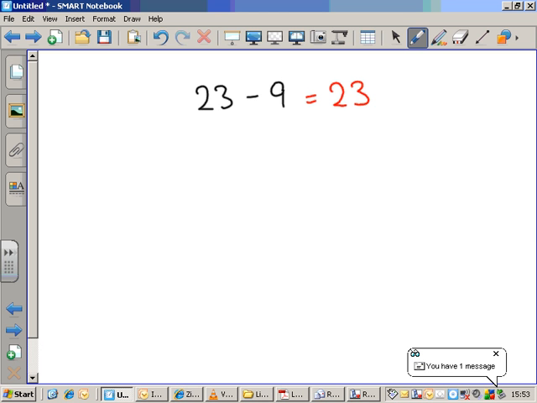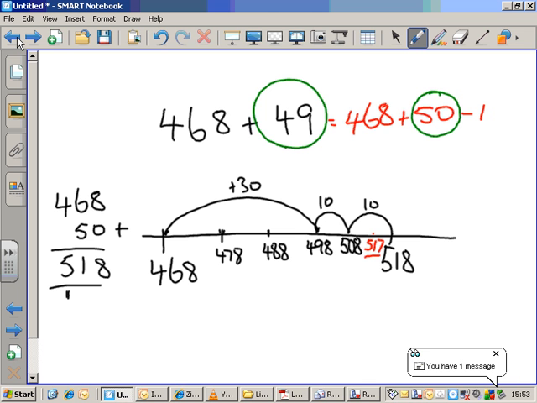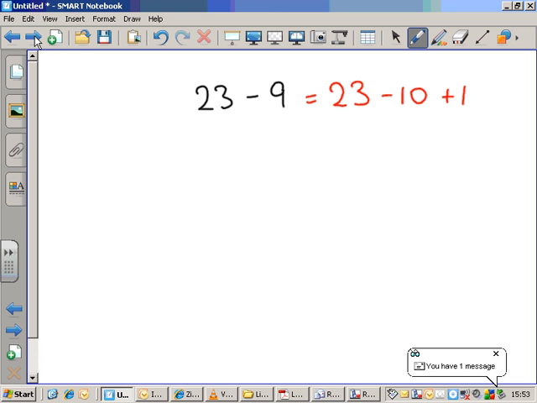So 23 minus 9 is the same as 23 take away 10, but then 9 is 1 less than 10, so we have to add 1, wouldn't we? Because if you take 10 away, you've taken away more than you want to take away if you've taken away 9. So you take away 10 and then add 1. In this case, it's kind of like the other way round. On the previous question, we added the big number and then took away 1 to adjust. Here, when we're taking away the big number, at the end we then just add 1 when we're taking away 9. 23 take away 10 plus 1.